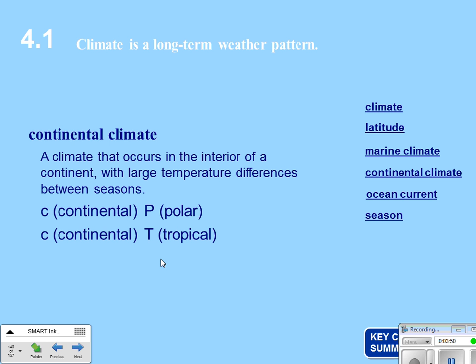Continental climate: a climate that occurs in the interior of a continent with large temperature differences between seasons. So C is for continental, again P is for polar and cold, T is for tropical and warm. So we're talking about dry, warm air or dry, cold air.